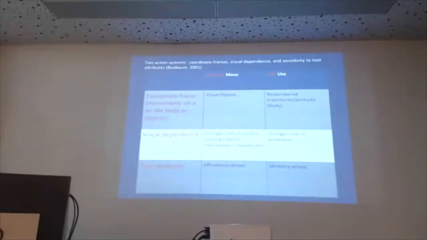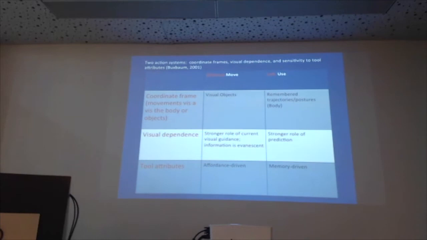And I'm going to start to make sense of some of these dissociations that we're seeing. In 2001, I started trying to puzzle over the difference between apraxia and optic ataxia, and to pull apart why we might see these distinctions, and talked about these different systems that might be underlying these different behaviors. I thought about them in terms of the coordinate frame, how visually dependent they are, and what attributes of tools. This is owing a lot to the Goodale and Milner account, just expanding it a bit.